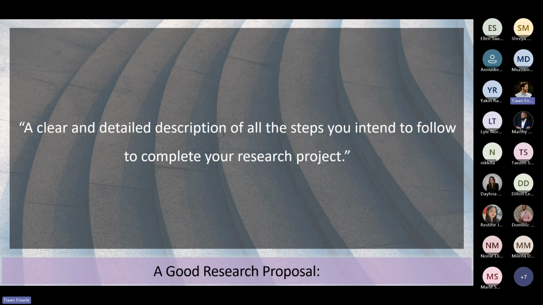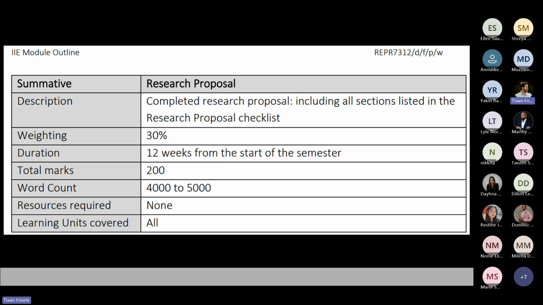So a good research proposal. What's a good research proposal? It is a clear and detailed description of all the steps you intend to follow to complete the research project. Your research proposal, your final summative, has a word count of 5,000. It's worth 30% of your final mark, and it covers all 4 learning units.